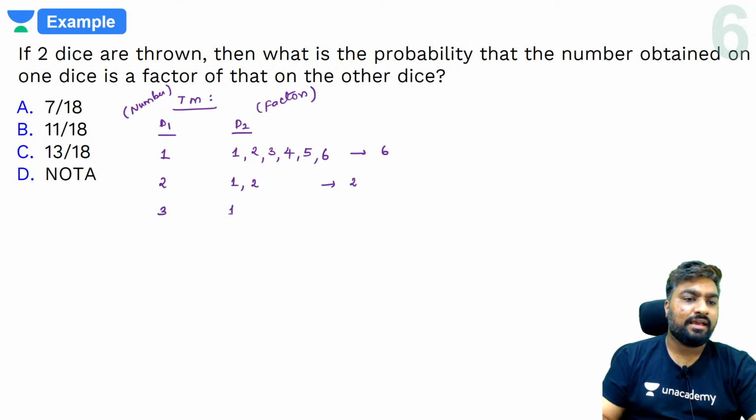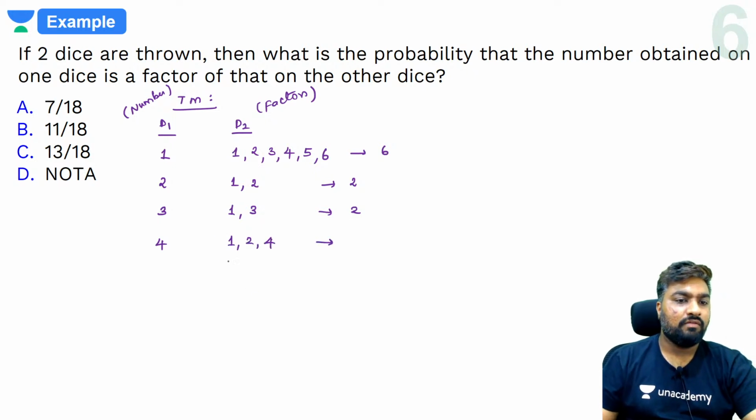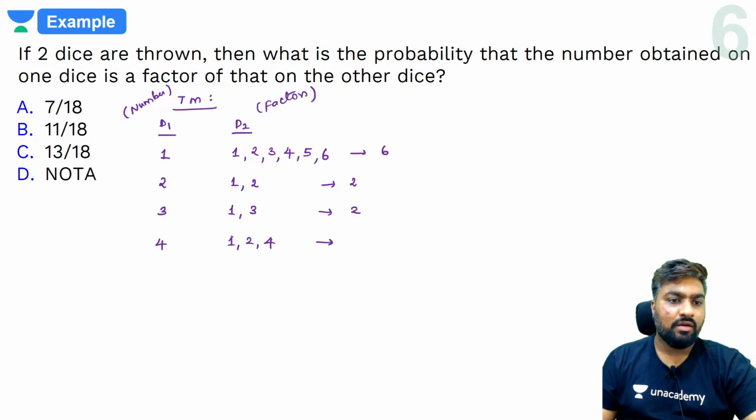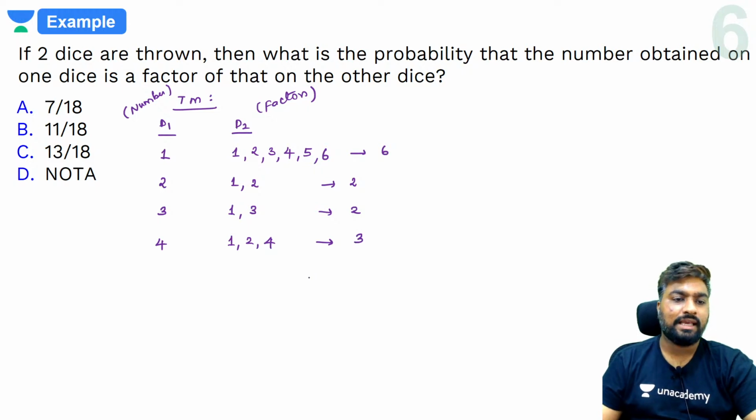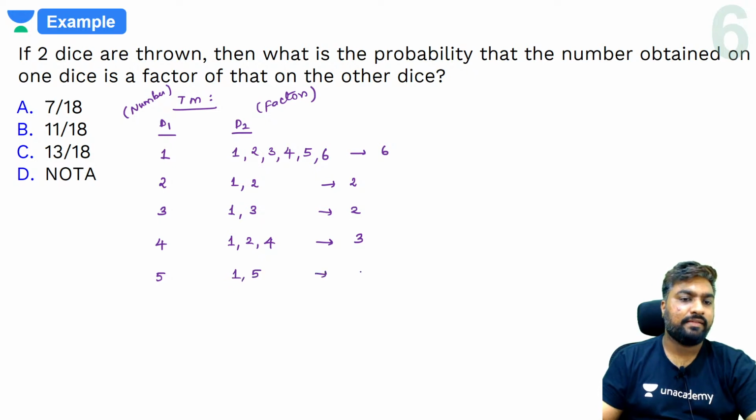What are the factors of 3? 1 and 3. 3 is prime, so the two factors are 1 and 3. So there are 2 cases here. What are the factors of 4? 1, 2 and 4, correct. 1 is a factor, 2 is a factor, 4 is a factor. So 3 cases here. What about 5? 1 and 5, 2 cases. How about 6? We have 1, 2, 3 and 6 itself also. Correct?